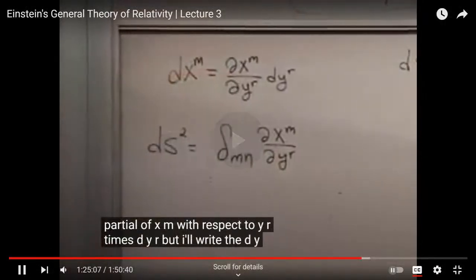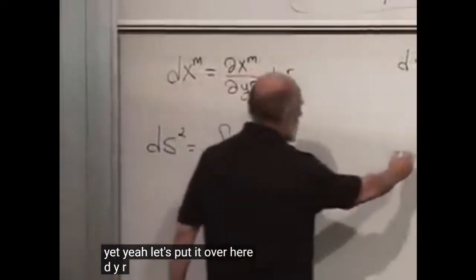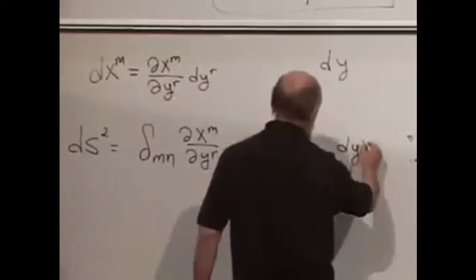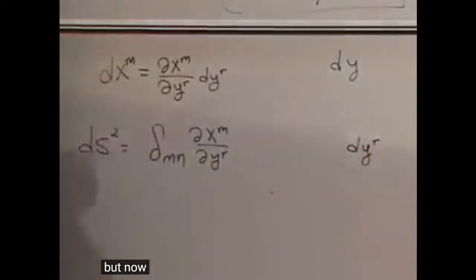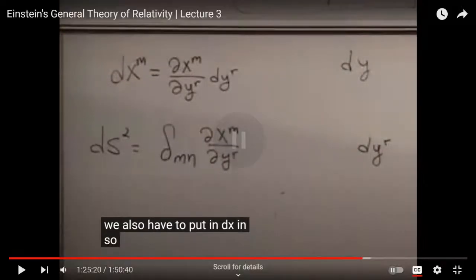You're not going to write dyr? I don't want to write it down yet. Yeah, let's put it over here. What is he going to add? But now we also have to put in dxn. Oh, there's a dxn?